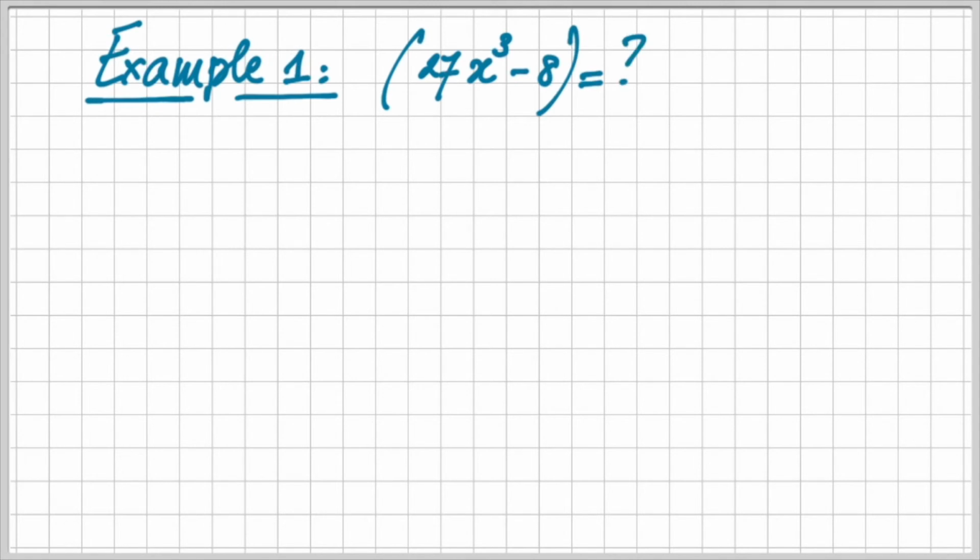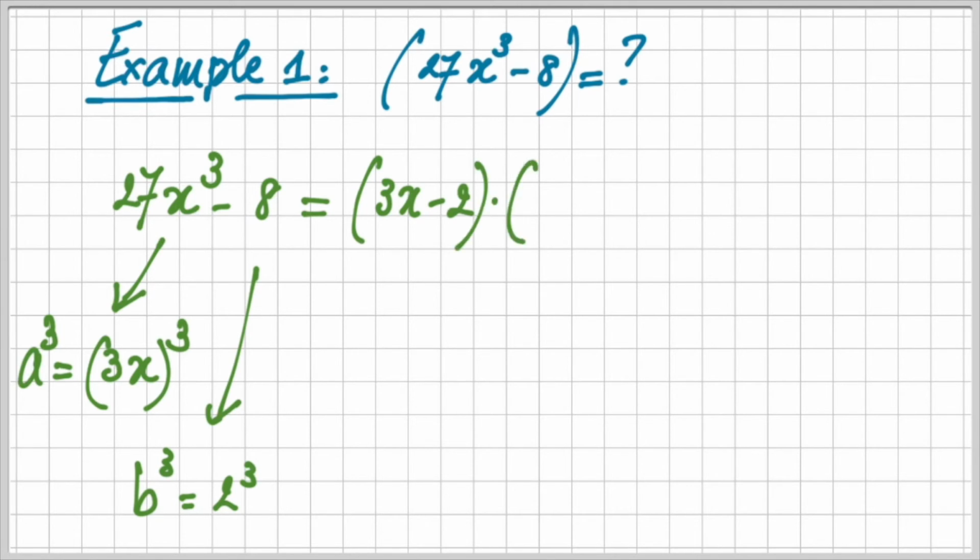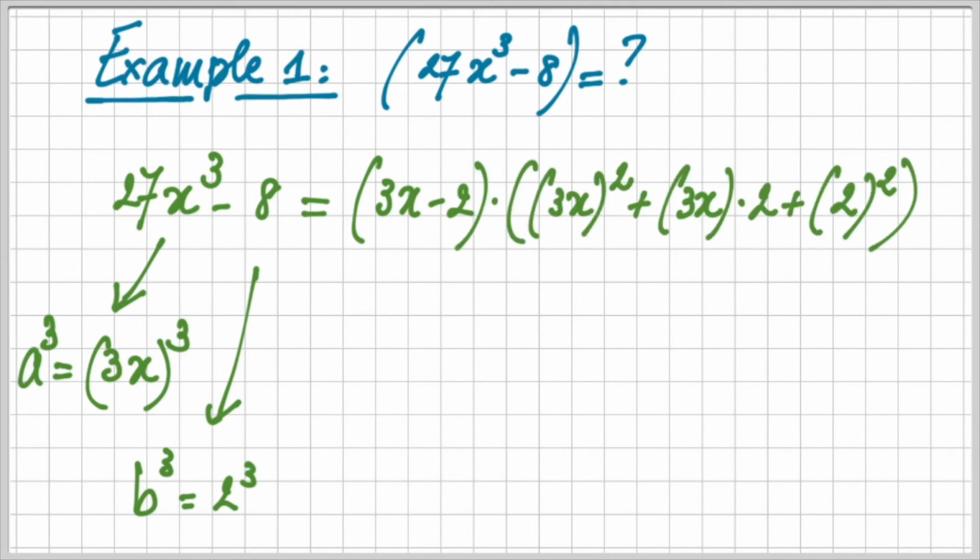Let's have a look at some examples. The first example we are going to consider is 27x to the third minus 8. When we look at this, we can say that a to the third is 3x to the third, because 27 is 3 to the power 3. B to the third is 2 to the third, which is 8, because 8 is equal to 2 to the third power.